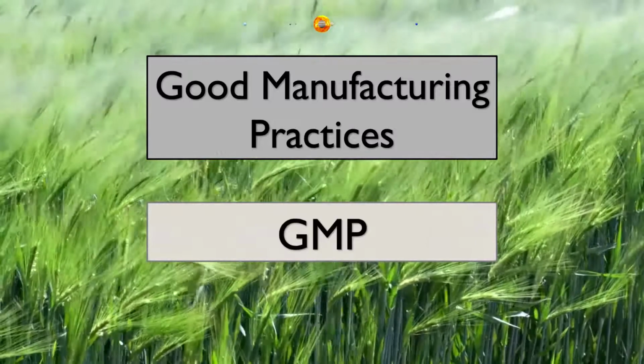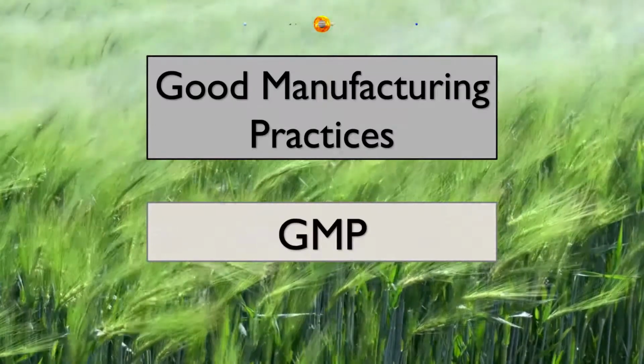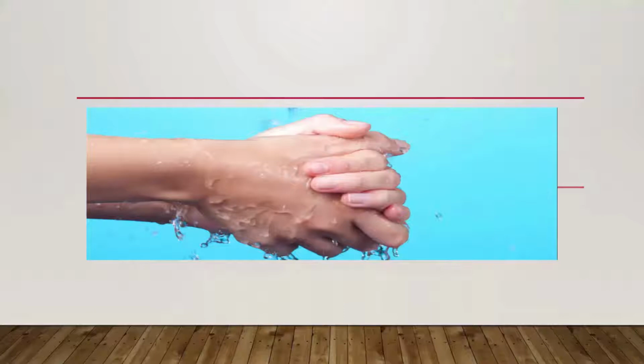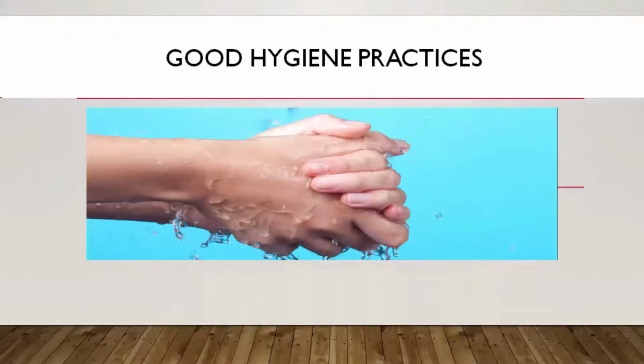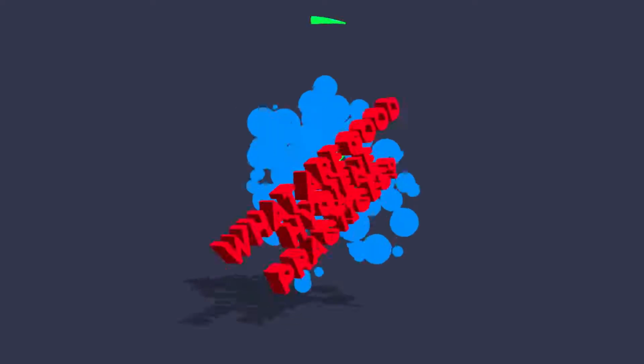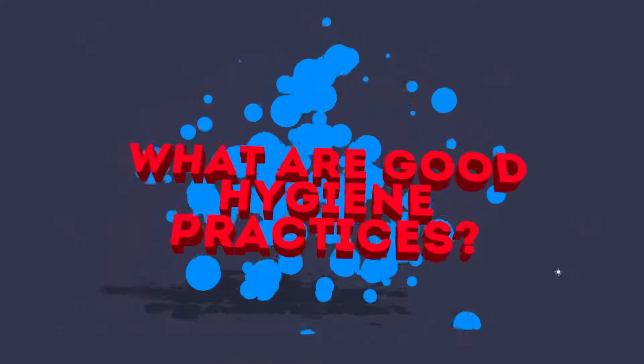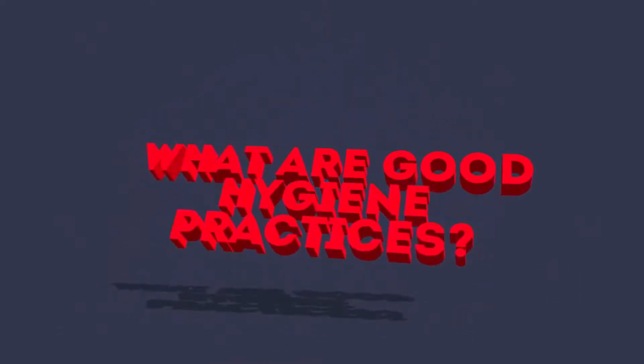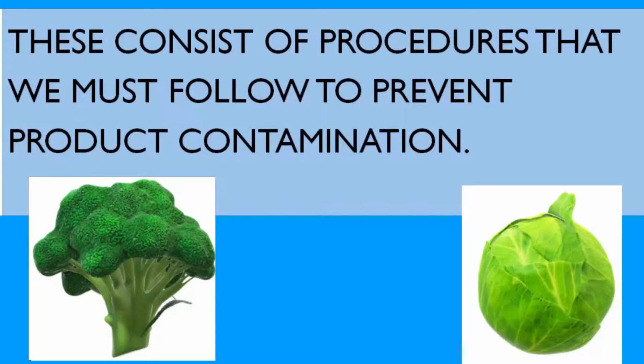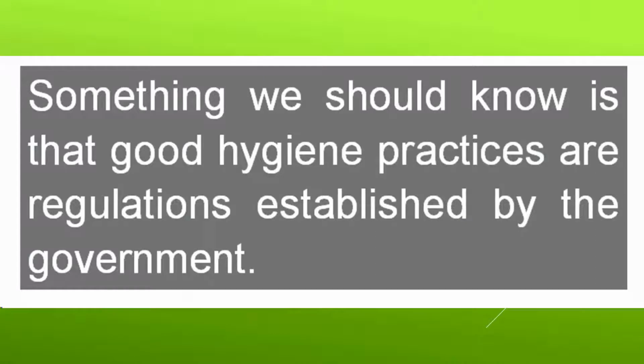Or as it's known by its acronym, GMP. We will focus especially on good hygiene practices. What are good hygiene practices? These consist of procedures that we must follow to prevent product contamination. Something we should know is that good hygiene practices are regulations established by the government.